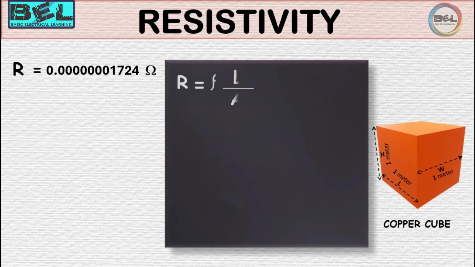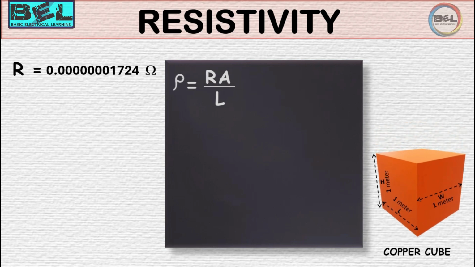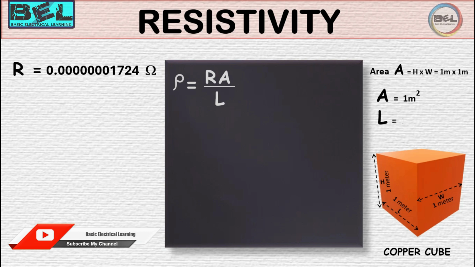Resistivity ρ can be calculated using this formula. This formula can be rearranged for the calculation of resistivity ρ. So now the resistivity ρ is equal to R multiplied by A and divided by L, where R is the resistance of the copper sample, A is the cross-sectional area of the sample, L is the length of the sample, and the measurement of the copper cube is: area A is equal to height times width, which is 1 meter multiplied by 1 meter, equal to 1 square meter, and the length L of the copper cube is 1 meter.